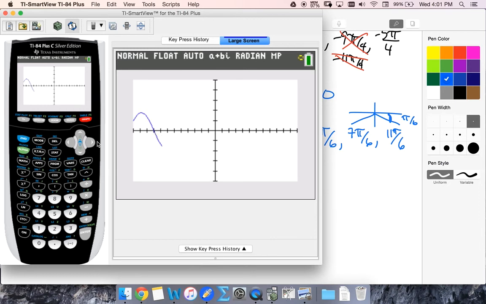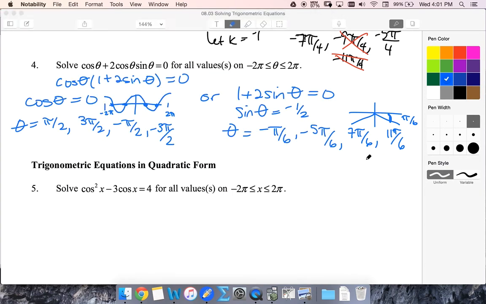Okay, so here's my graph. I'm looking for all the x-intercepts, and I see 1, 2, 3, 4, 5, 6, 7, 8, which is what I got. 11 pi over 6 is here. 11, counting back, 10, 9 pi over 6. 9 pi over 6 is 3 pi over 2. So 9, 8, 7 pi over 6. 3 pi over 6 is pi over 2, and all the ones on the other side. So all of that works.